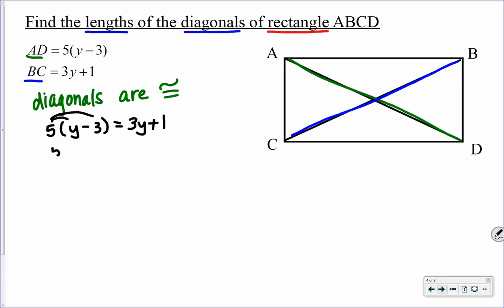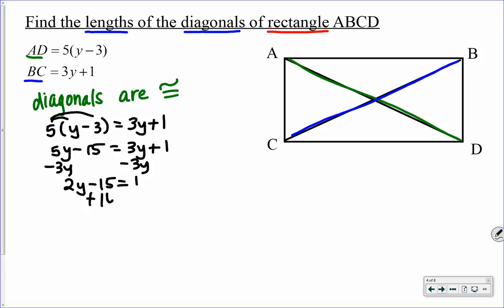We're going to distribute, and we get 5y minus 15 equals 3y plus 1. Subtract our 3y. 2y minus 15 equals 1. Add your 15. So 2y is equal to 16. Divide by 2, and y will equal 8.